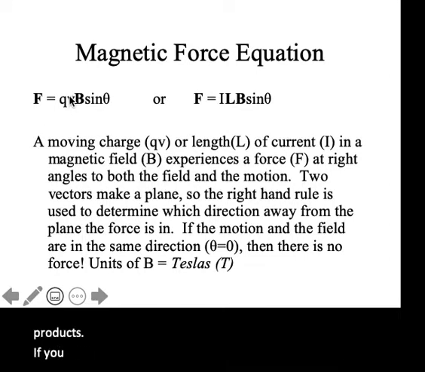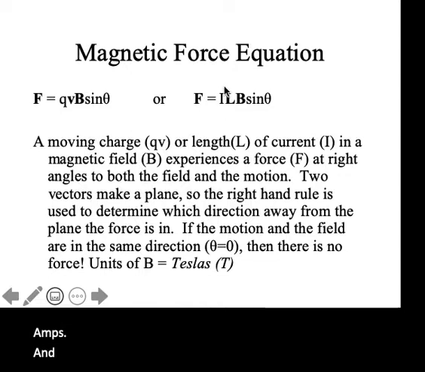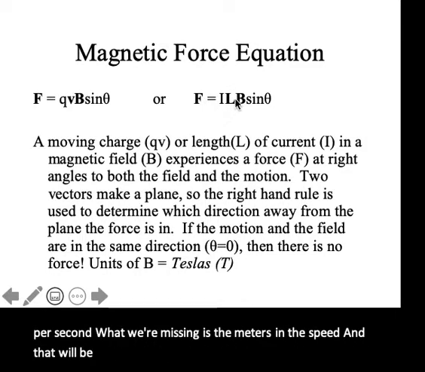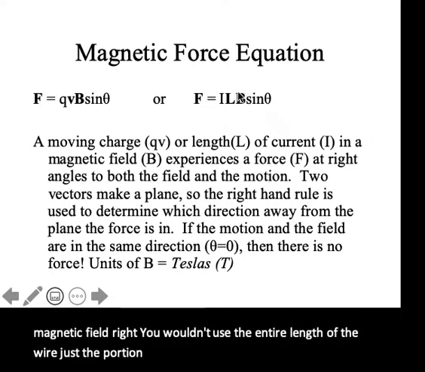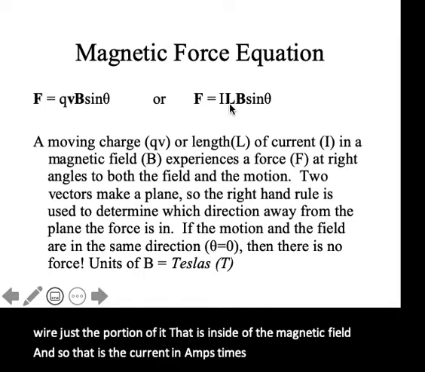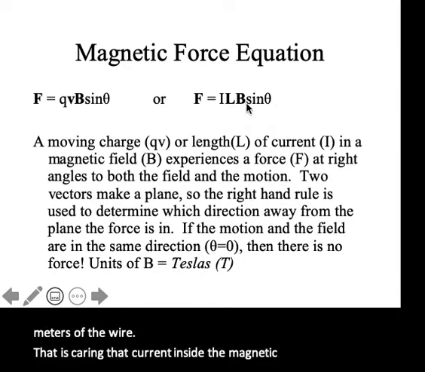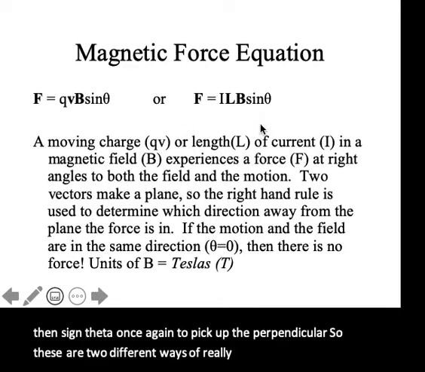If you have a whole bunch of charges moving in a straight line, well, we call that a current, I, in amps. And the velocity is already in there in that we have charges per second. What we're missing is the meters in the speed, and that will be the length of the wire that is actually in the magnetic field, right? You wouldn't use the entire length of the wire, just the portion of it that is inside of the magnetic field. And so that is the current in amps times the length in meters of the wire that is carrying that current inside the magnetic field B, and then sine theta once again to pick up the perpendicular. So these are two different ways of really writing the same equation if you think about the units.